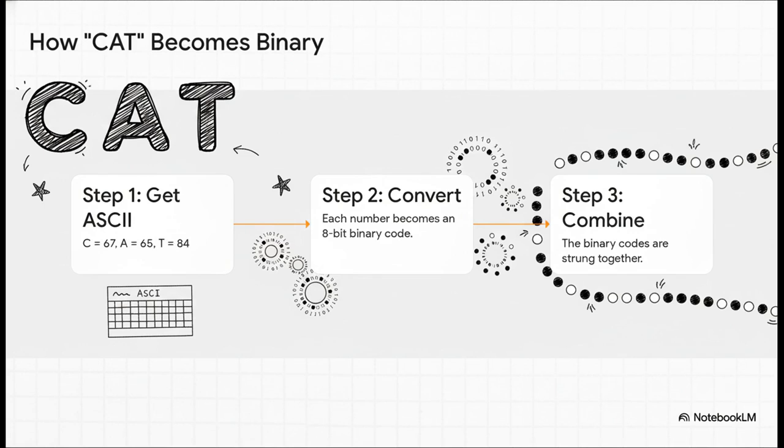If a computer wants to store the word cat, first it looks up each letter in that ASCII table. C is 67, A is 65, and T is 84. Simple enough. Then it takes each of those numbers and turns them into 8-bit binary. Finally, it just smushes them all together. That crazy long string of ones and zeros, that's cat to a computer.